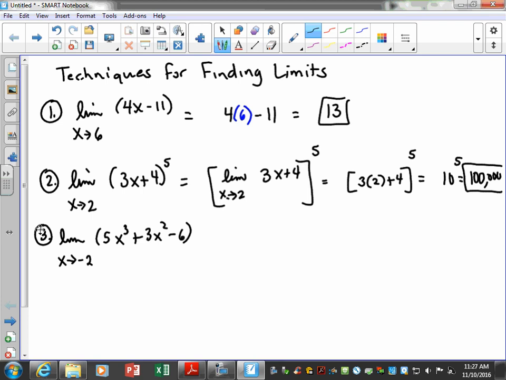As x approaches -2. Alright, so we're going to break these into individual limits. So the first term is just going to be 5x cubed. Then we can add that to the limit of our second term, which is 3x squared, as x approaches -2. And then subtract the last term, the limit of 6, as x approaches -2. The limit of the sum is the sum of the limits.